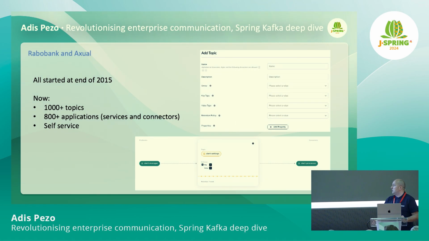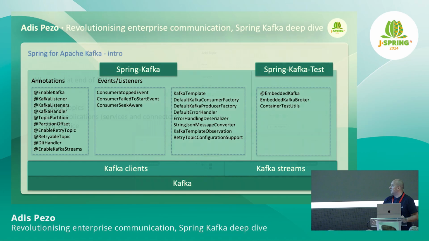So that is how we use Axual. Then a little bit of introduction into Spring for Apache Kafka. Spring Kafka is a layer on top of Kafka that you can use in Spring. So basically you have Kafka at the bottom, then you have the Apache Kafka client and Apache Kafka Streams.